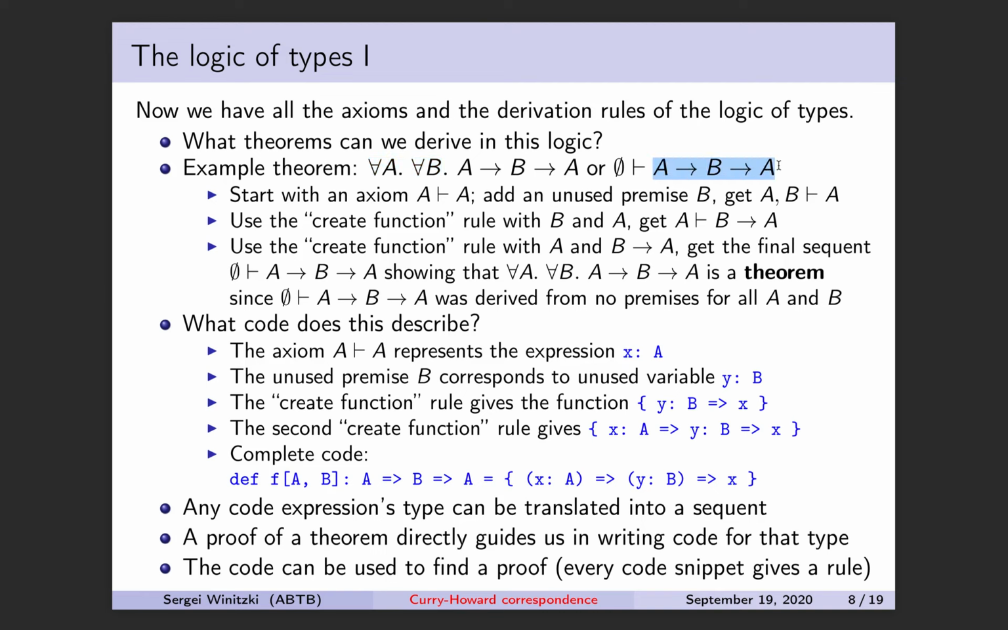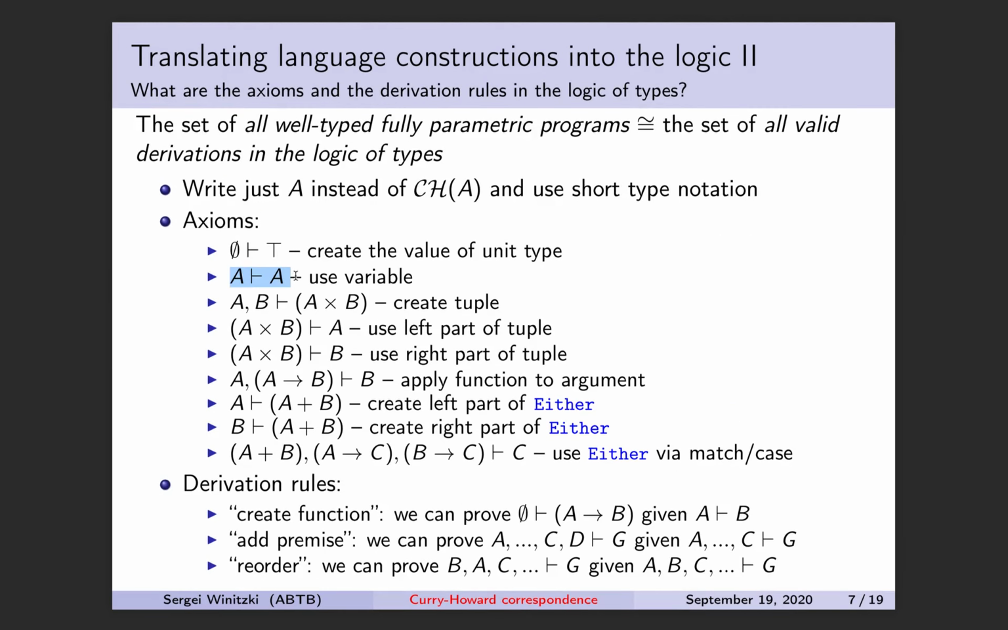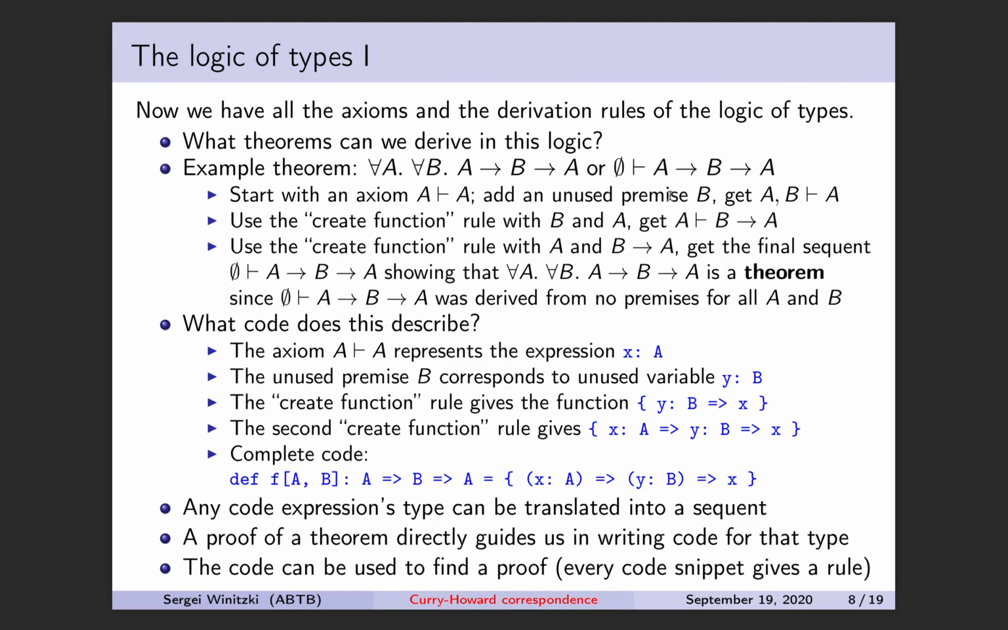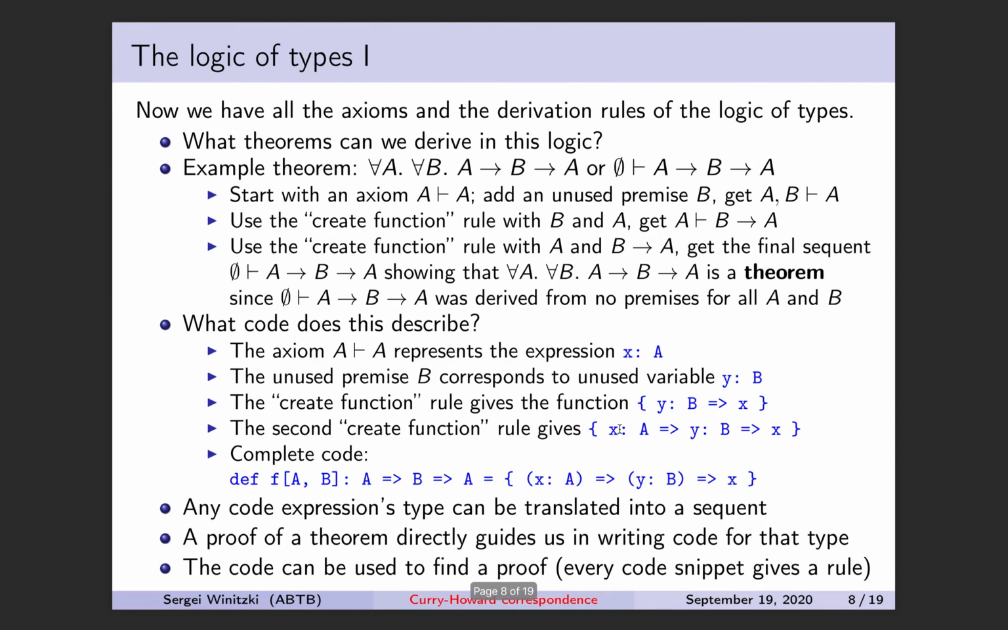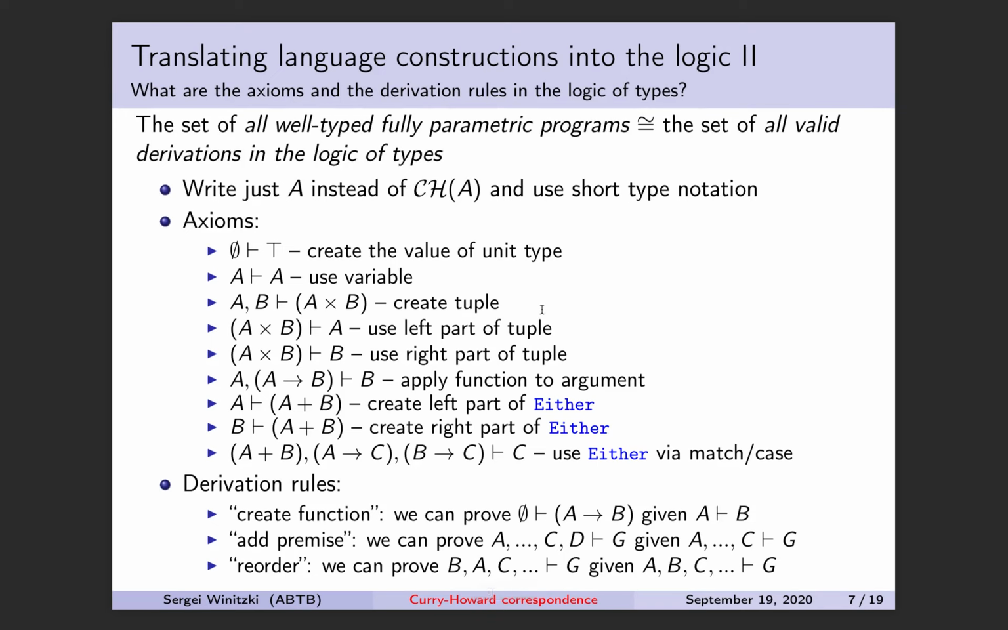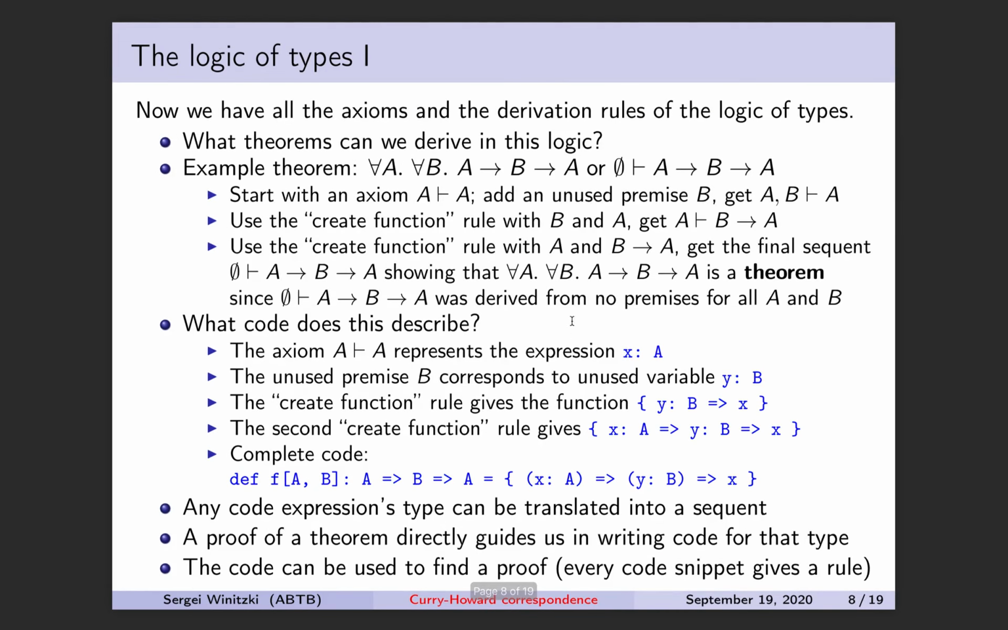Now, this is possible to prove in the following way. We start with this axiom, from A follows A, and then we add an unused premise. So we use this derivation rule that we can use. We can write a premise B, which we're not using. So then we get this sequent. Now we write a create function, which gives us this. So we use this B. Now, as a create function, we can prove this given this, but now we have more premises. That's okay. We can always have more premises.